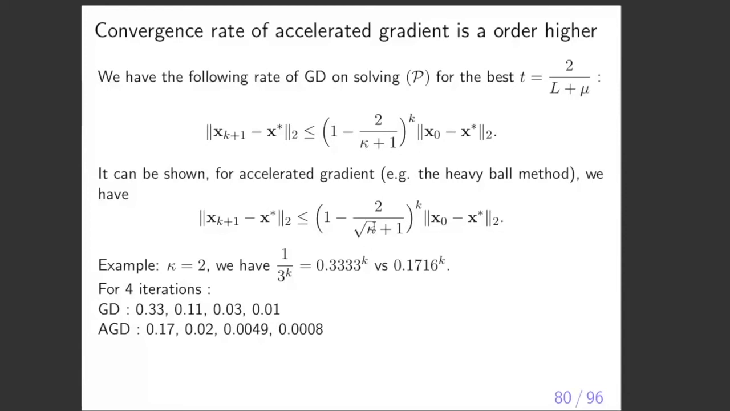So this is the only change. Let's say kappa is 2. Then actually this thing is 1 over 3, and this thing is 0.17 something. So basically the convergence is this versus that. For 4 iterations, you will see the difference. The number is like this. For the 4th iteration, this number is already 100 times smaller than this number, 2 digits smaller. So you can see if you run more iterations, it goes down much faster.